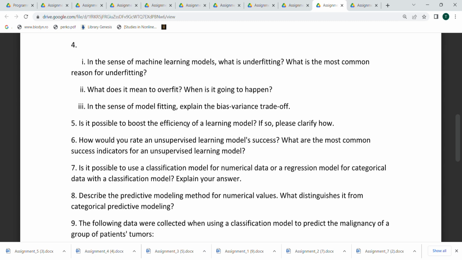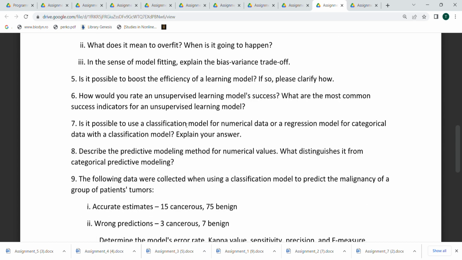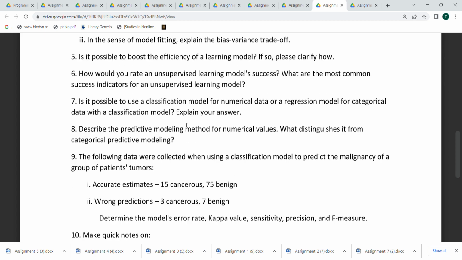How would you rate an unsupervised model's success? What are the most common success indicators for an unsupervised learning model? Is it possible to use a classification model for numerical data or a regression model for categorical data? Explain the answer. Describe the predictive modeling method for numerical values. What distinguishes it from categorical predictive modeling?